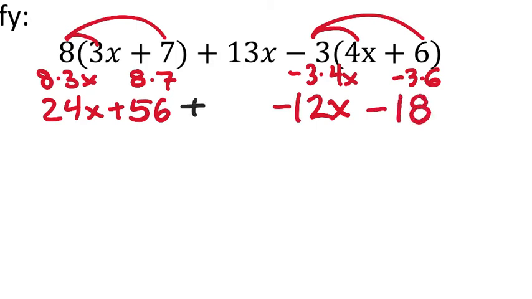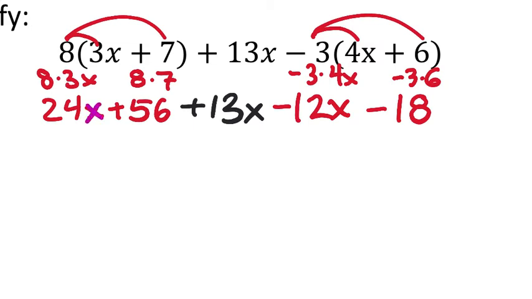So the only term I didn't work with here was that positive 13x, so I'll just show it as plus 13x right there. Now you may say, well, that's not simplified. That's true, but it did get rid of the parentheses, so I don't have to worry about that order of operations business because that's what distribution does for us. Very nice.